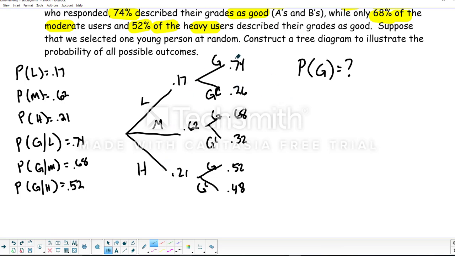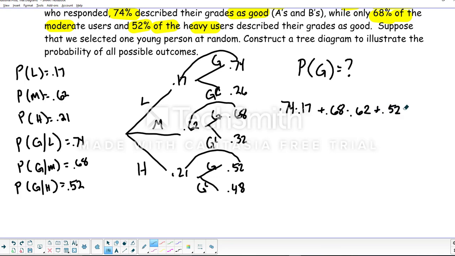So to do that, we have to say 74% of 17% of our kids said they have good grades. 74% times 17%. Another, 68% of 62%. And then 52% of 21% said they had good grades. When we multiply all of these together, go ahead and punch it into the calculator for yourself, and we should get, rounding to 2 decimal places, 0.66. That is the probability that somebody has good grades.